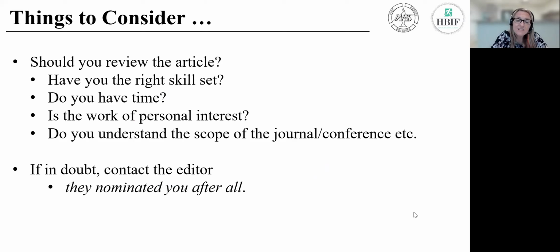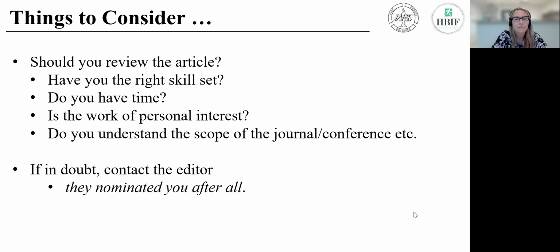So things to consider when you're asked to review an article. Do you have the right skill set? Do you have the time? This is an important one because a lot of times we're given 3 or 4 weeks to review, and it's really respectful to get that review in on time, right? You'd want the same thing if you were an author of your reviewers.